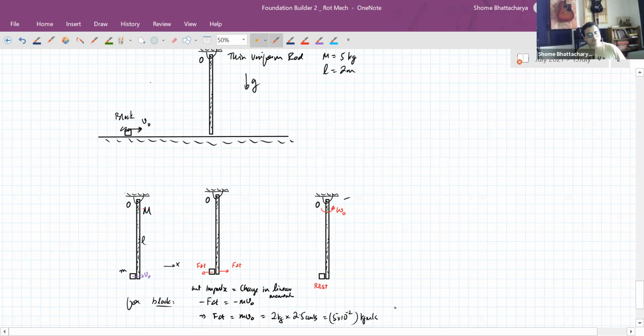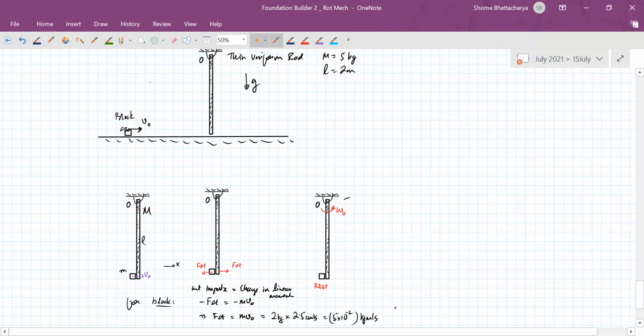Not able to understand what you're saying. Speak a little louder. Sir, the diagrams are of before, at, and after impact.